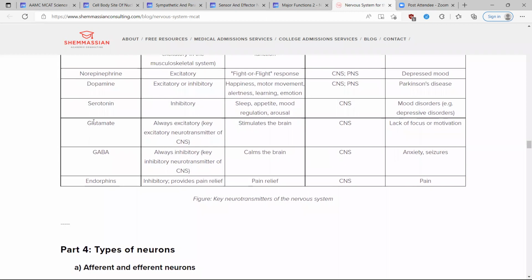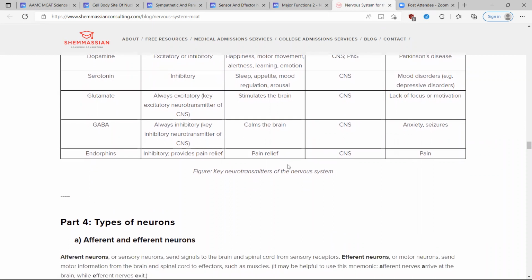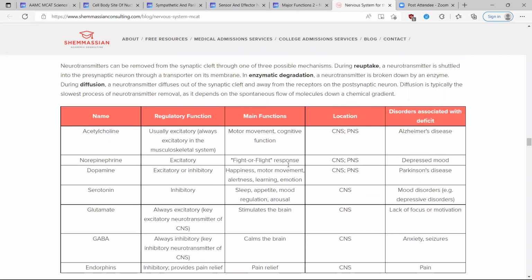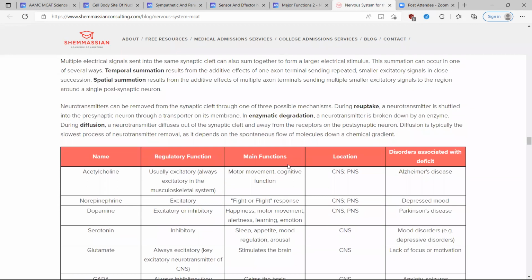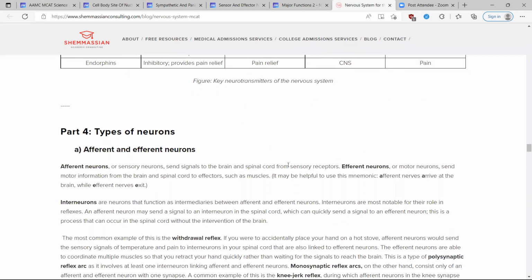So glutamate and GABA are also very important because respectively, they're excitatory and they're inhibitory in our brains. And yeah, so there are various different neurotransmitters. They're all important. They all serve different roles.